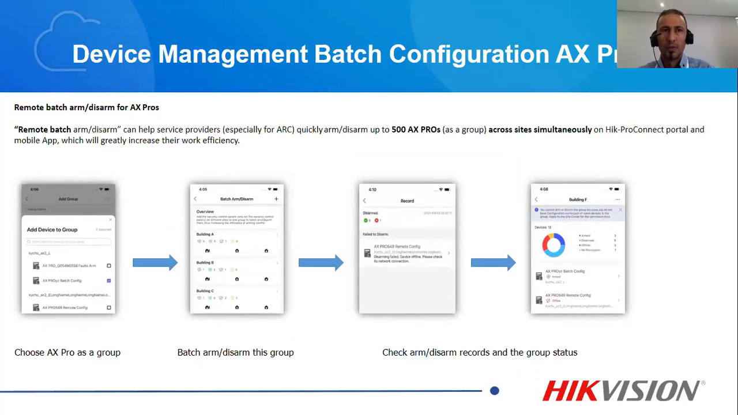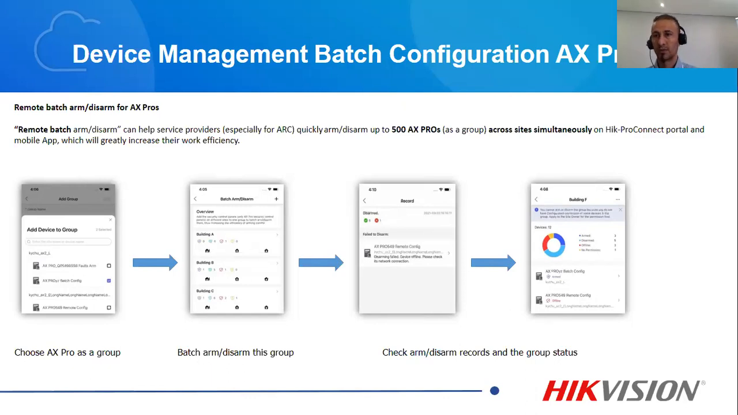So moving on, we're going through our device management batch configuration. This is for AX Pro. Let me give you an example. You'll have multiple AX Pros, for example, on a university site. Now you come as an installer and go and install one of those AX Pros, and all the configurations are basically the same. So the topology for the whole site is basically the same.